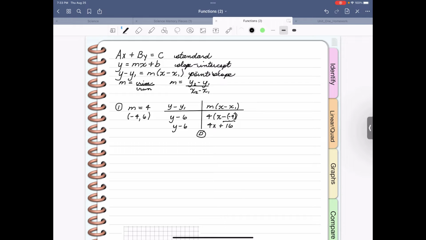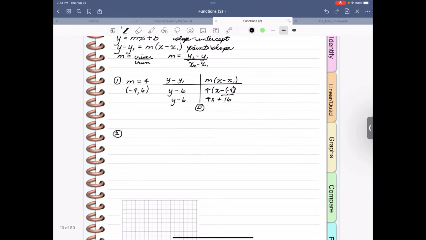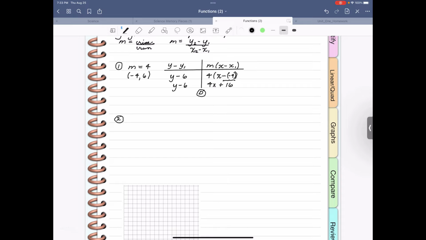Okay, number 2. What is the equation of the line written in standard form? So they give me slope-intercept, really, they don't, because they don't give me a y. But let's go ahead and use that form. We want standard. So let's put that up here at the top. That's standard. That's what we want. This is what we have. 3y equals 4x plus 2.